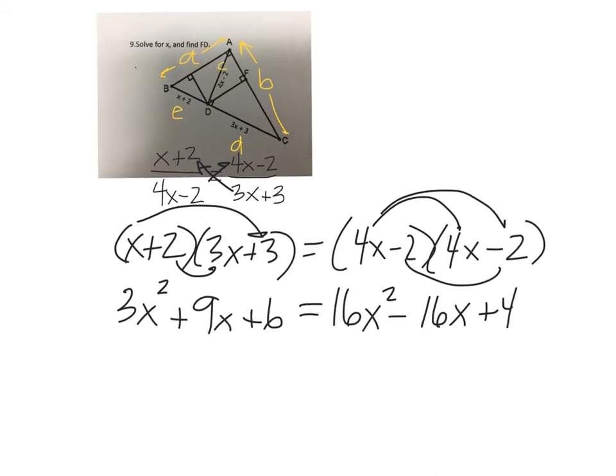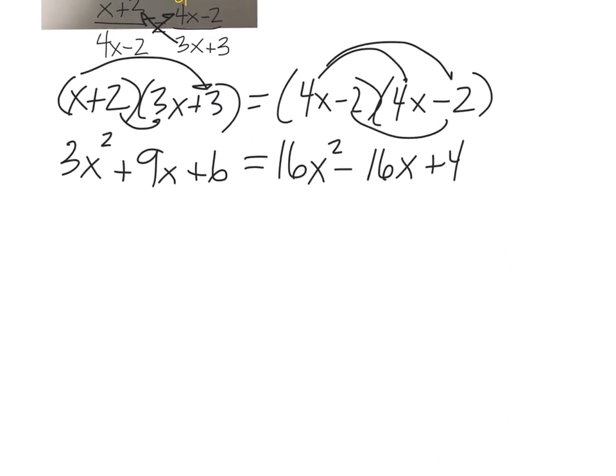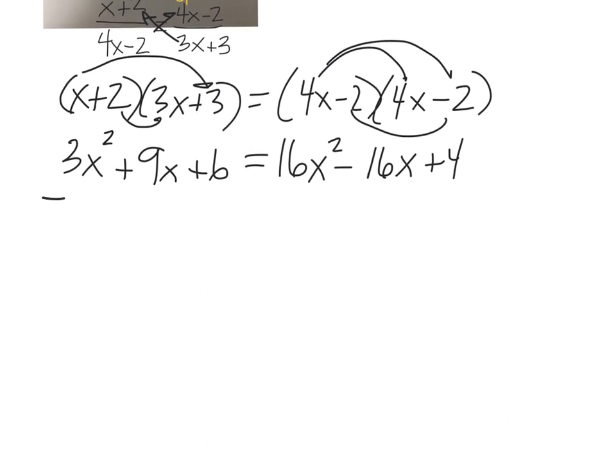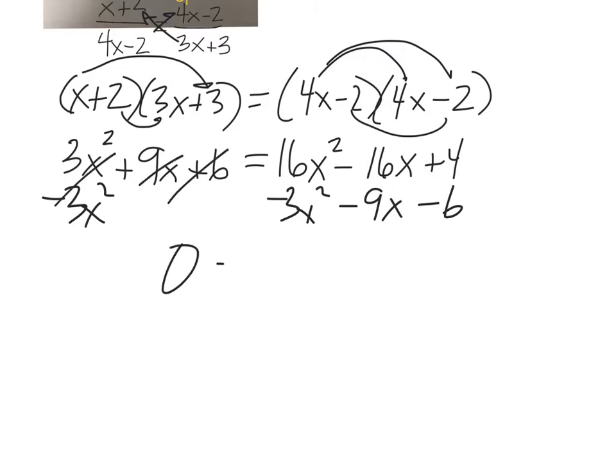So it looks like we got a bunch of squares, so let's get them all on the same side. We'll subtract the 3x squared. We'll minus the 9x, and we'll even minus the 6. So all that stuff is gone. So let's see, 13x squared, here we have 25x and minus 2.